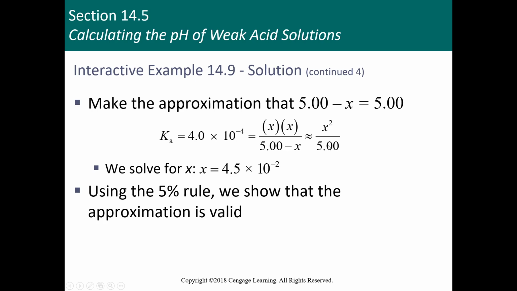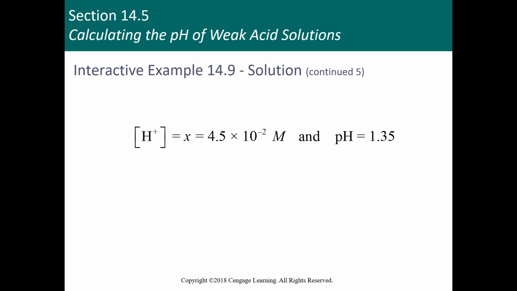We can just make the 5% rule assumption. So our x squared will again be over 5. We go ahead and solve for this, which is 4.0 times 10 to the negative 4 times 5, and then take the square root. And then we are going to get this value of x right here, which is 4.5 times 10 to the negative 2. You can see that that value is considerably smaller than 5. And right here we see that it's a 0.9% difference, which is not significant.